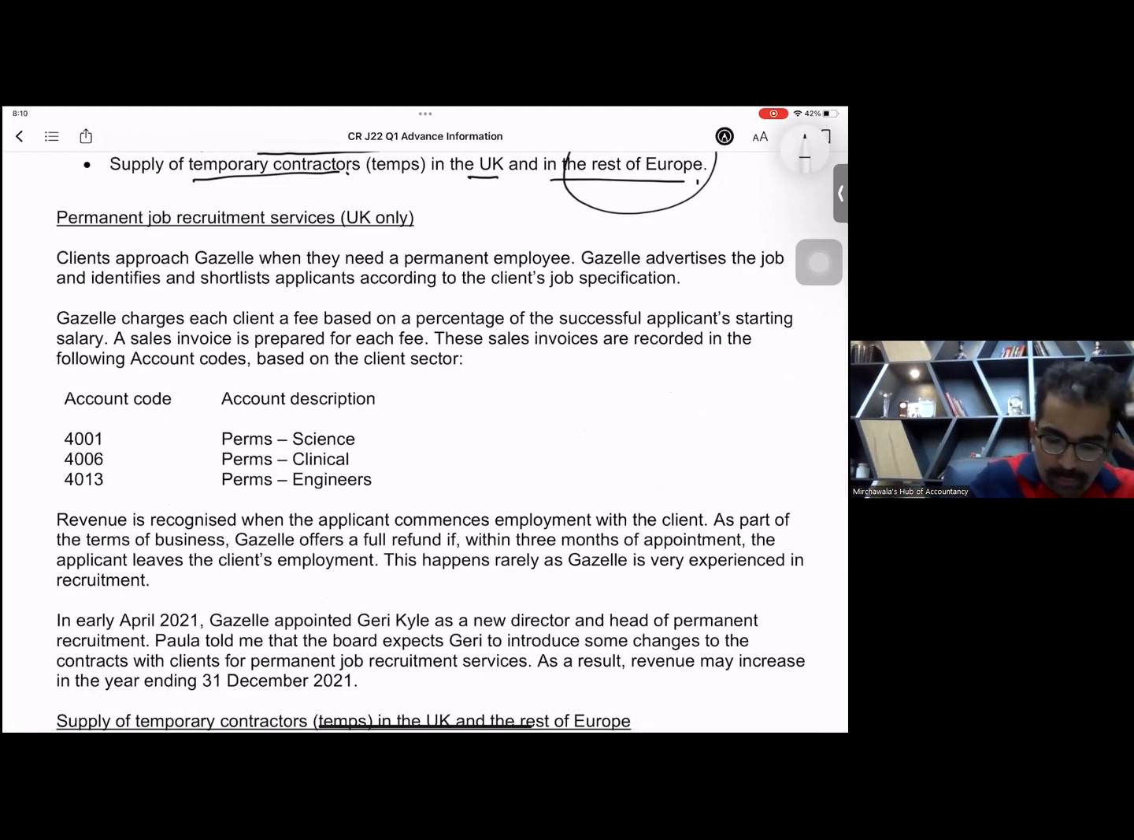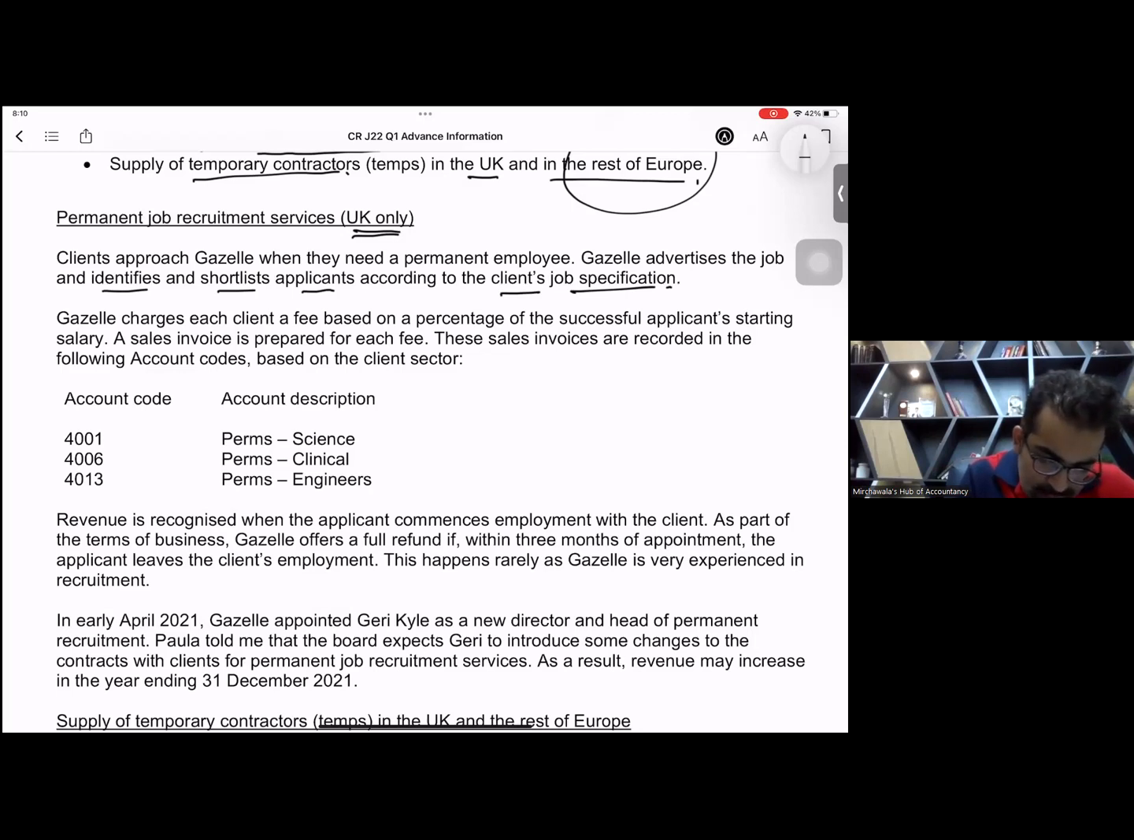Permanent job recruitment services, UK only. We provide permanent job services for UK only, right? Now, clients approach Gazelle when they need a permanent employee. Gazelle advertises the job and identifies and shortlists the applications according to the client's job specification. Okay, that means first Gazelle takes the interview and shortlist.